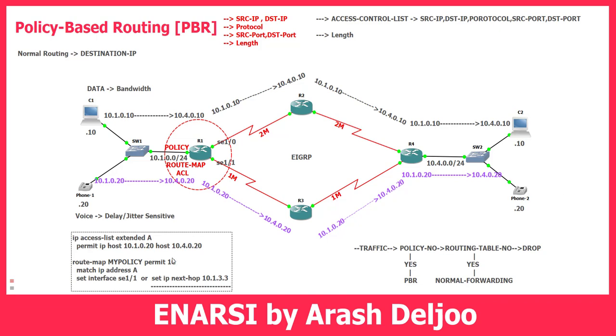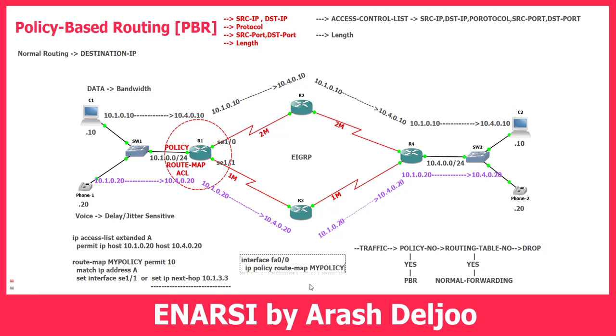Also, we should apply this policy to this interface. Okay, for applying the policy to the interface, we are using this command: interface. Assume that the interface that we are applying the policy to is FastEthernet 0/0. Here we should use IP policy roadmap, then the name of the roadmap, my policy. Here we don't have a direction, for example input or output, because we are working only on the input traffic. When traffic is input to FastEthernet 0/0, we should apply this policy.